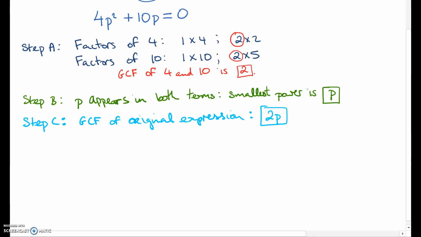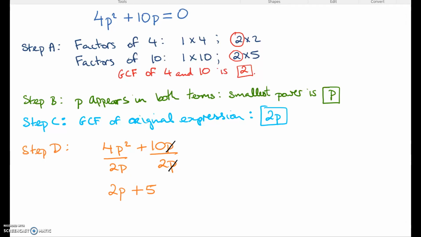We're now going to divide the first two terms as it was on the left-hand side. We're going to divide each of those by the 2p that we just found. 4 divided by 2 is 2. P squared divided by p, subtract the powers, you're going to get p to the power of 1, which we just write as p from here on in. 10 divided by 2 is 5. P divided by p, it's the same power. When you have the same power, they actually just cancel. So it's just 5 there.